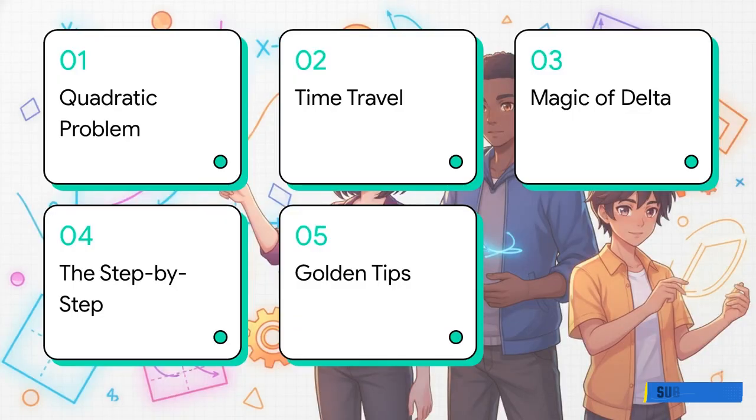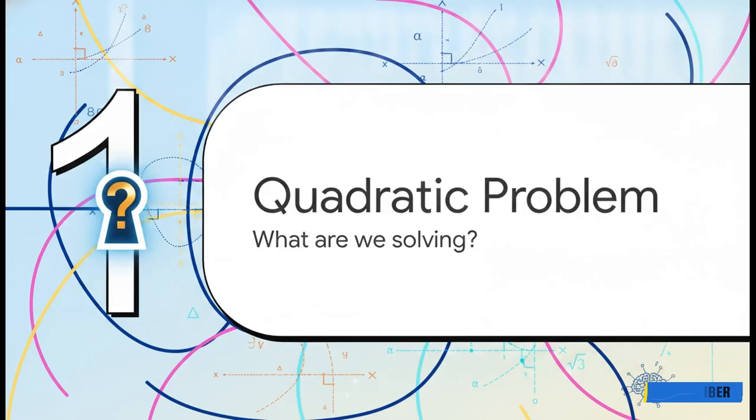Here is our roadmap for today. We'll start with the quadratic problem itself, take a brief time travel through history, uncover the magic of delta, walk through the step-by-step method, and wrap up with some golden tips and graphs. Let's dive right in. Section 1.